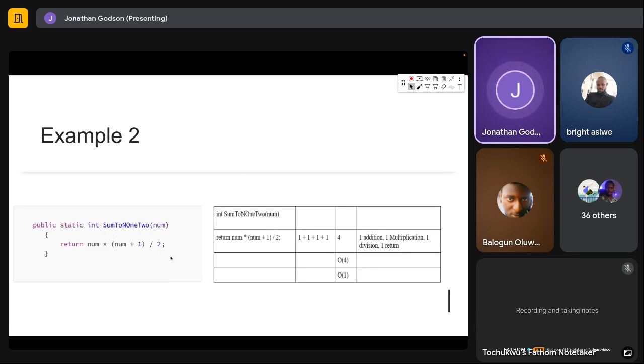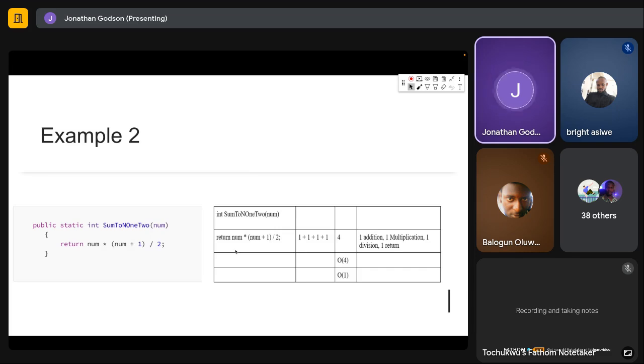Like the previous, our working principle is that addition, mathematical operation, initialization, comparison or assignment is referred to as one operation. So in this case, we have 1 addition, 1 multiplication, 1 division, and 1 return statement. So all of them are constants. 1 plus 1 plus 1 plus 1 is 4, and in this case there is no change here.